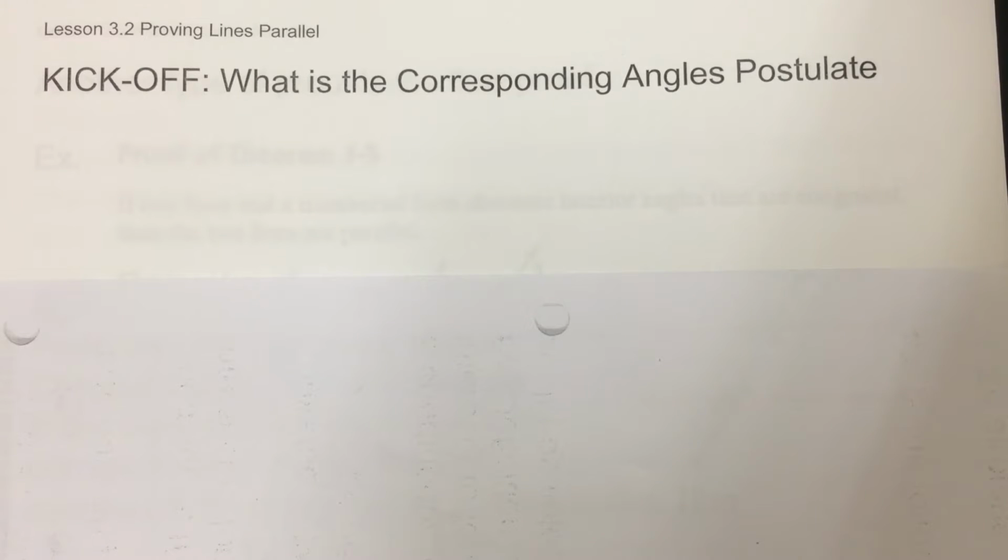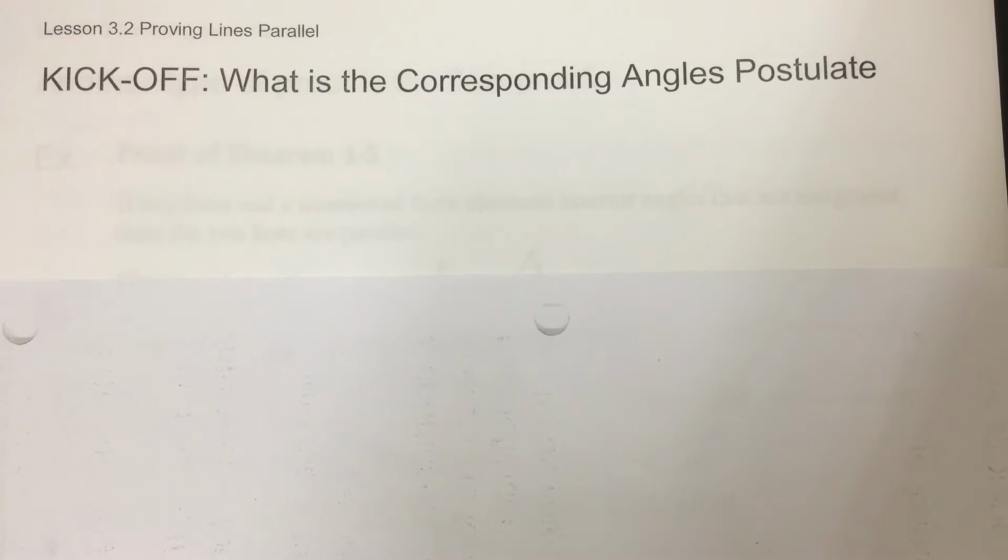All right, so starting with proving lines parallel. Kind of a continuation of what we were doing last week. Only this week, I should say more of the last lesson there. The last lesson, we knew lines were parallel, so then what did we know from that? Well, now we're going to be going the other way. What things do we need to know that we can then say that, hey, the lines are parallel?